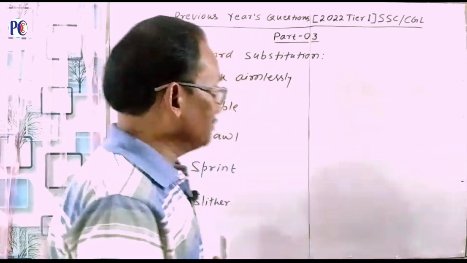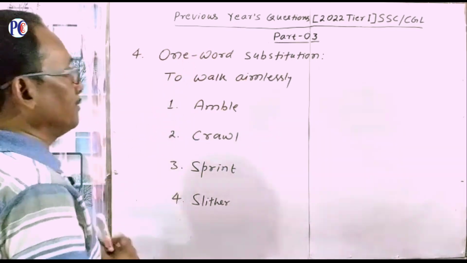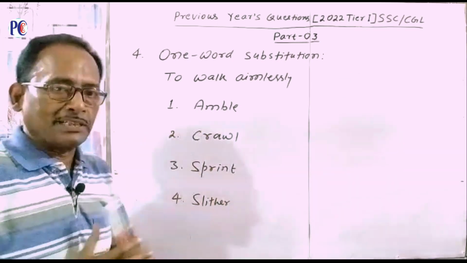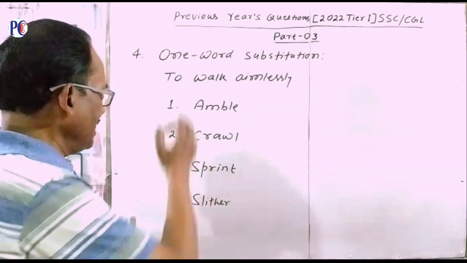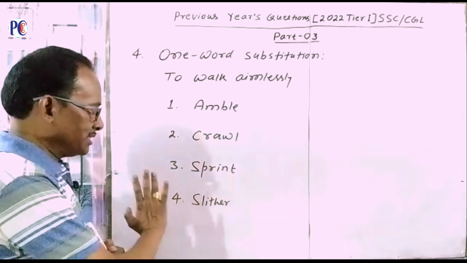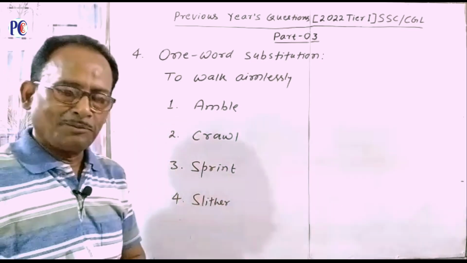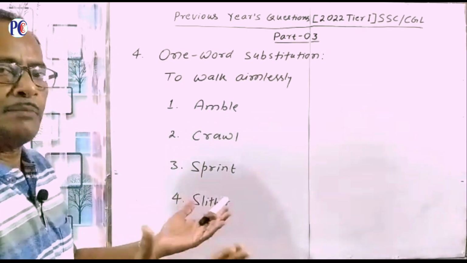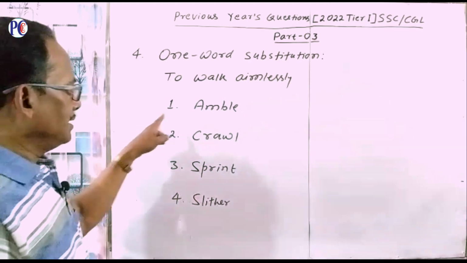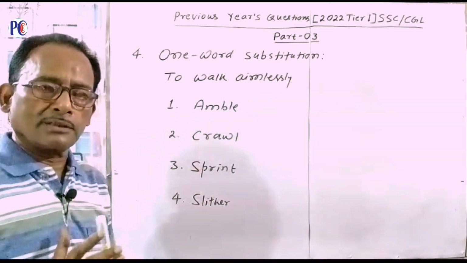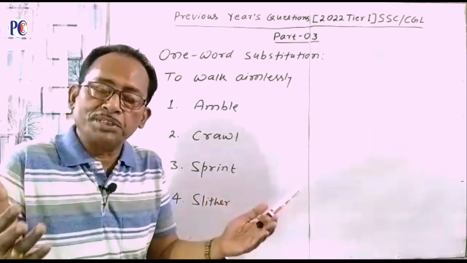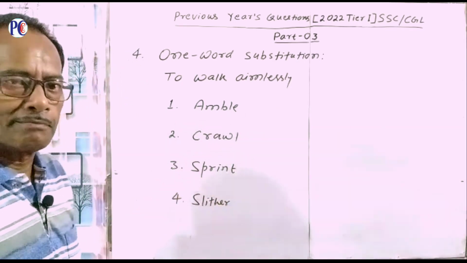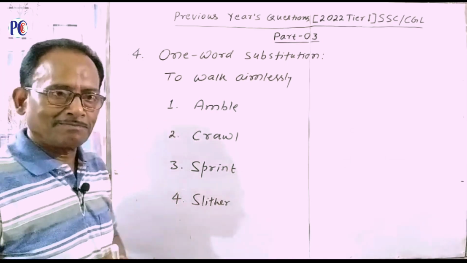Now, let us come to question number 4, which is regarding one word substitution. The words given, to walk aimlessly. The options are amble, crawl, sprint, slither. For this, you must have a very strong word power. Let us examine the options. Number 1, amble means to walk at a slow, relaxed speed without any aim. So, this is the right answer.